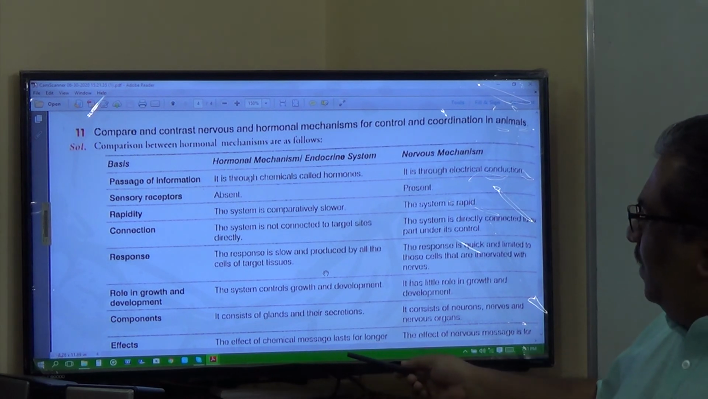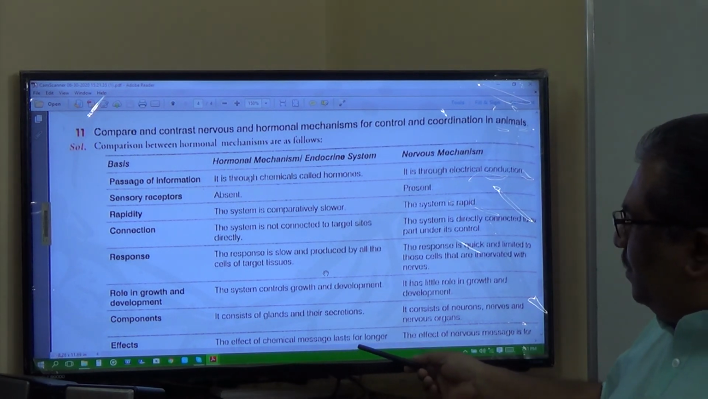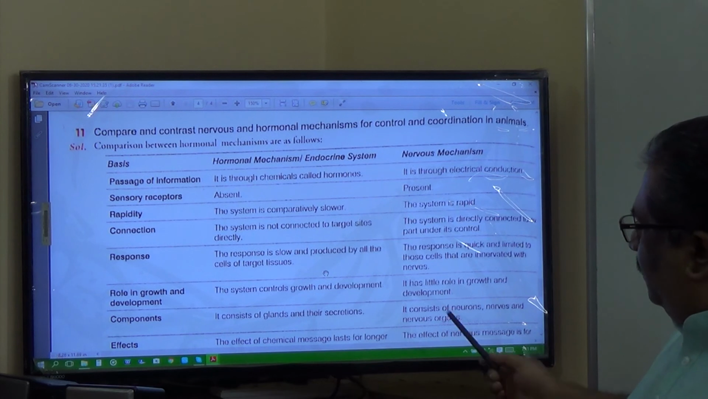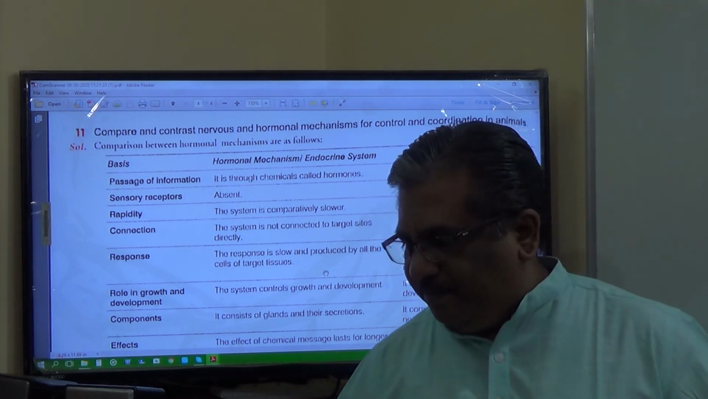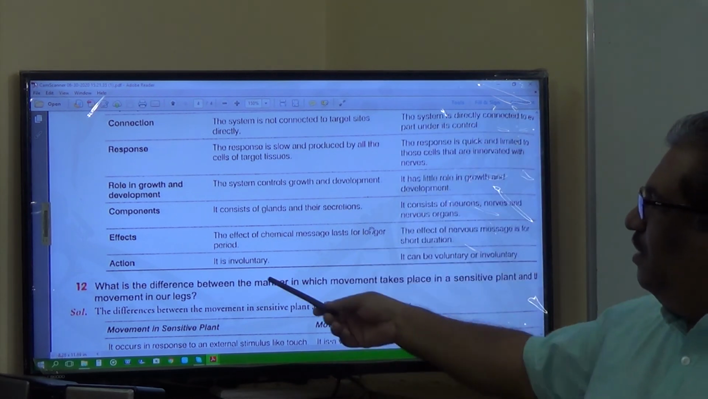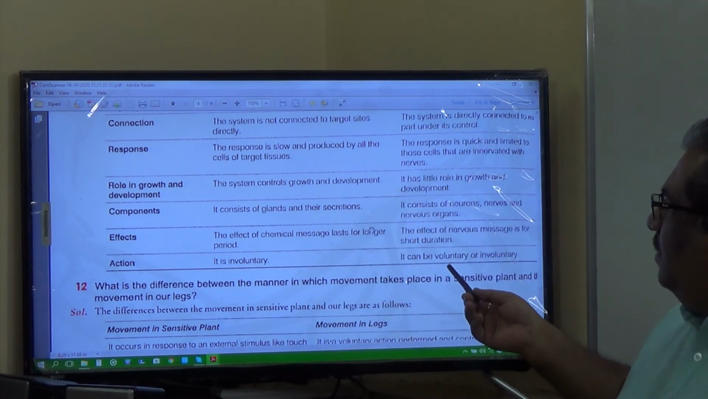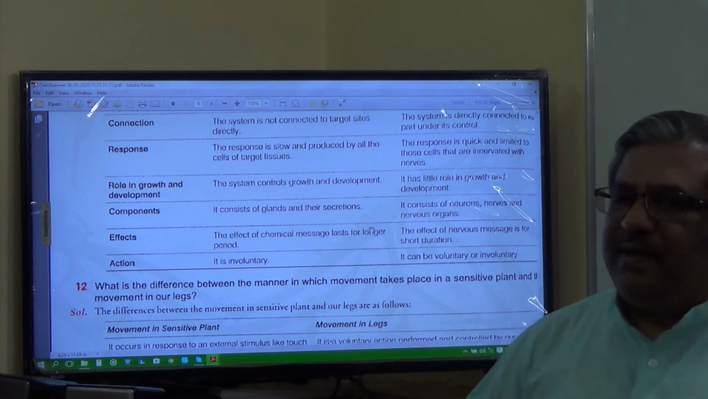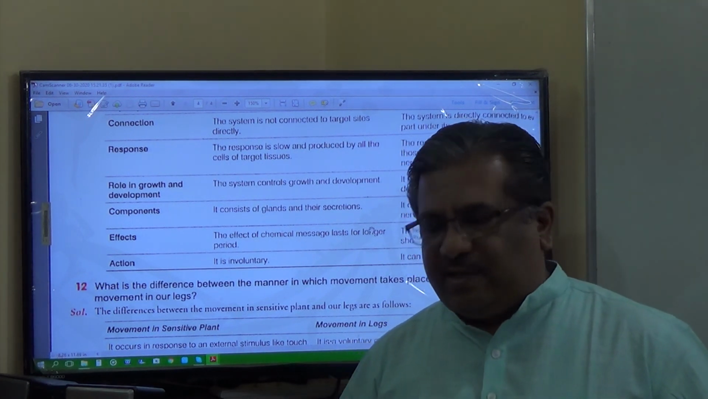Effects: the effects of chemical messengers are longer, whereas the effects of the nervous system are for a short period of time. These are some of the things, and also finally, it is involuntary and it is voluntary. Most of the time the nervous system controls the voluntary actions. Okay.